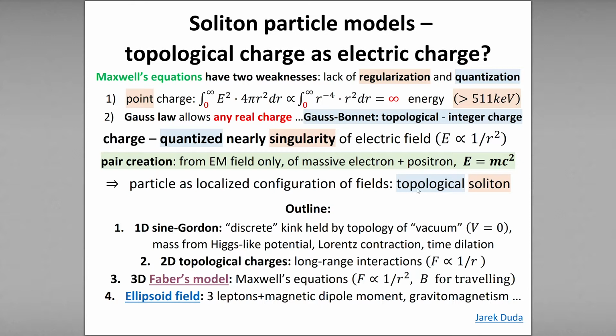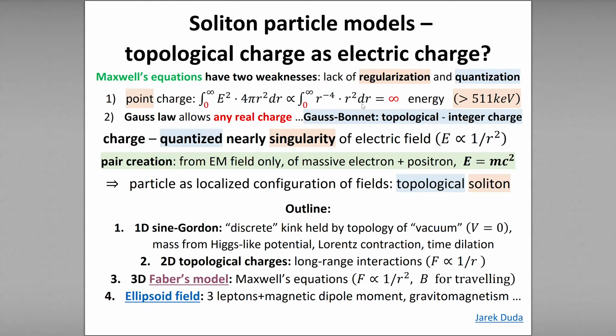One is that a point charge has infinite energy of electric field. So this is a big problem. It shouldn't be larger than 511 keV, the mass of the electron, because from two photons of this energy we can create an electron and positron, so we shouldn't exceed this boundary with electric field alone.